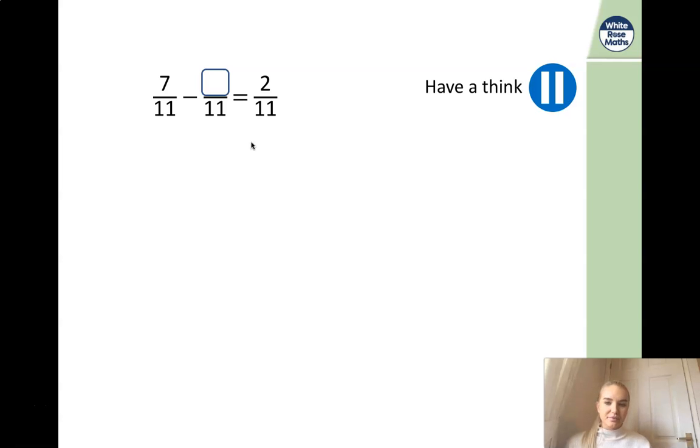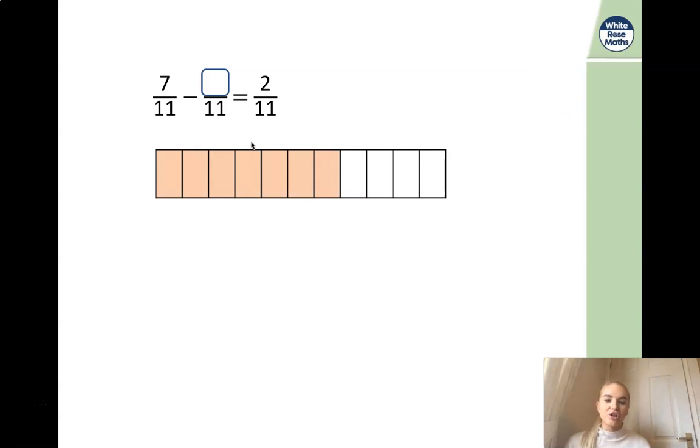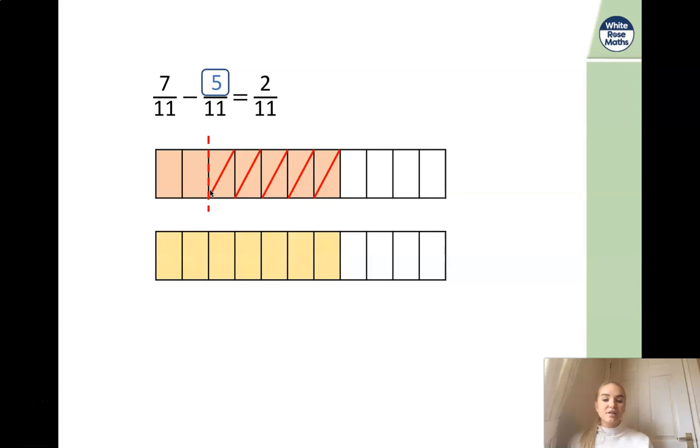Off you go. Okay, how did you get on? Let's have a look at the different methods that we could use. We could use the reduction method here. My bar model has been split into 11 parts, and I've shown 7 of those parts. If I want to find my missing number, I can mark where 2/11 will be. And then I can start crossing off how many I have had to cross off to get to 2/11. How many have I crossed off? That's right, 5/11.